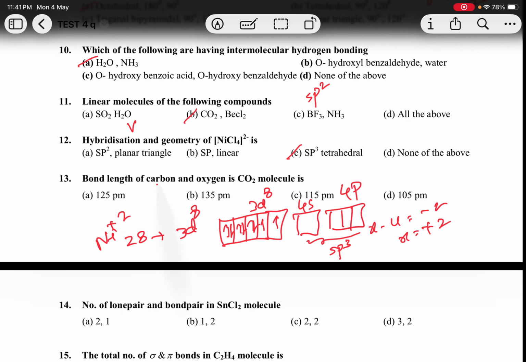Next, bond length of carbon and oxygen in CO2 molecule. In CO2 molecule it undergoes sp hybridization, so its bond length is equal to 115 to 116. The given options are 125, 135, 115 and 105. So option C is the correct one. Okay. Next.